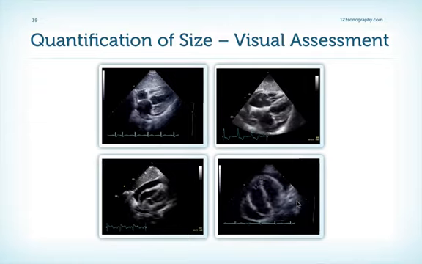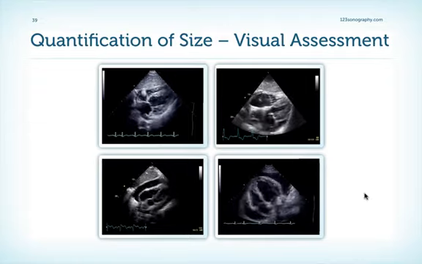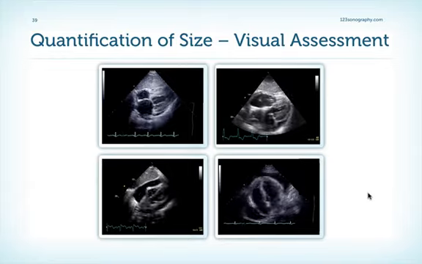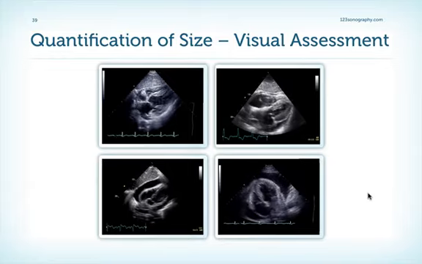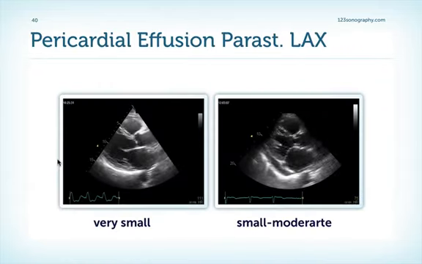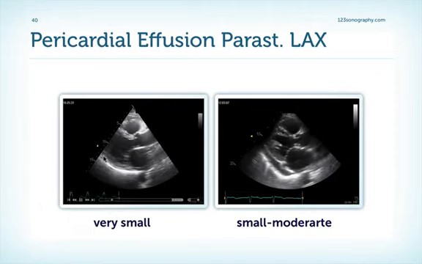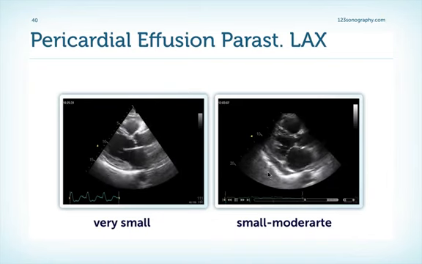And here is a pericardial effusion which is very large. We can even see that there is a swinging motion of the heart. This is a typical feature of a large pericardial effusion. Swinging heart. Don't forget to also quantify the size of the pericardial effusion using multiple views. Here's an example of the parasternal long axis view. An example of a very small pericardial effusion and a small to maybe moderately sized effusion.